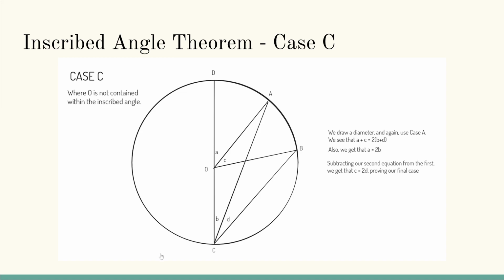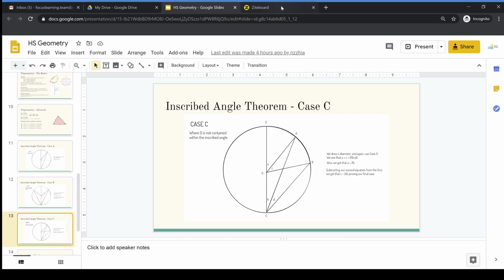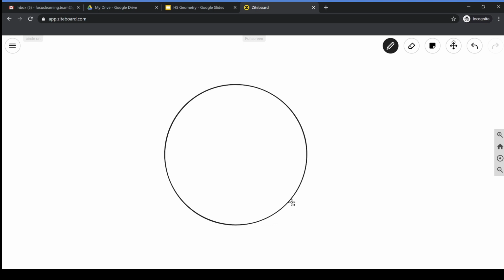Alright, so let's go over some practice problems. We'll be applying power of the point. So, hopefully you've taken notes and understand how it works.